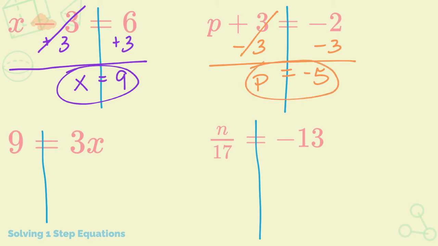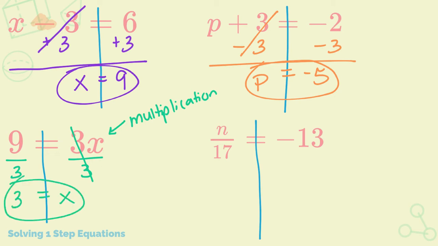The next problem, what I see here, this is a form of multiplication. The numbers do not have a sign in between them, and so that means I'm going to need to use division because that is the opposite of multiplication in order to get the variable by itself. When I'm doing division or multiplication, my goal is to get a coefficient of 1. So when I divide by 3, 3 divided by 3 is 1. So I can in fact say that 3 equals x, and that is my answer.